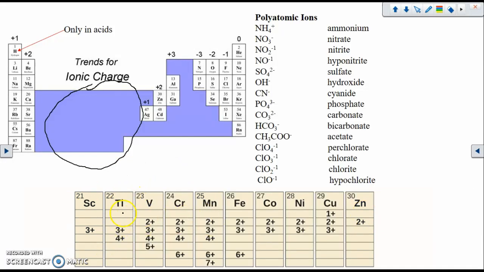Like titanium can actually lose 3 or 4 electrons. Vanadium can lose from 2 to 5 electrons, and they are called variable charge metals in ionic compounds. And this is going to play a part when we start naming or writing ionic compounds soon.